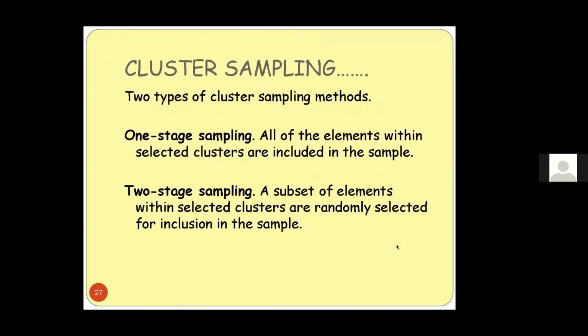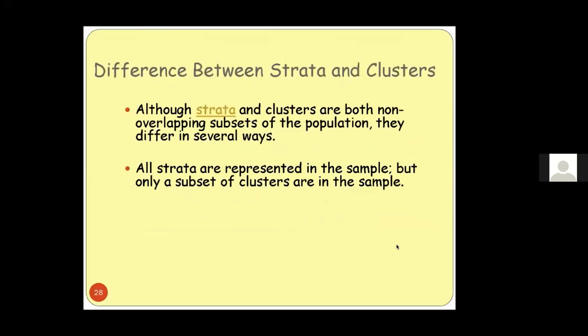In cluster sampling, there are two types of cluster sampling methods. One-stage sampling involves all of the elements within the selected clusters being included in the sample. The second one is two-stage sampling. A subset of elements within selected clusters are randomly selected for inclusion in that sample.